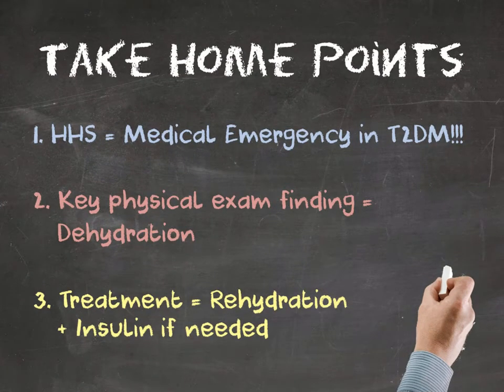So in summary, the main take-home points regarding hyperosmolar hyperglycemic state are: HHS is a medical emergency in type 2 diabetic patients. Dehydration is a key physical exam finding. And treatment is focused on rehydration through restoring fluid electrolyte balances and reducing serum glucose levels. Insulin treatment should be initiated if needed once fluid electrolyte levels are restored.